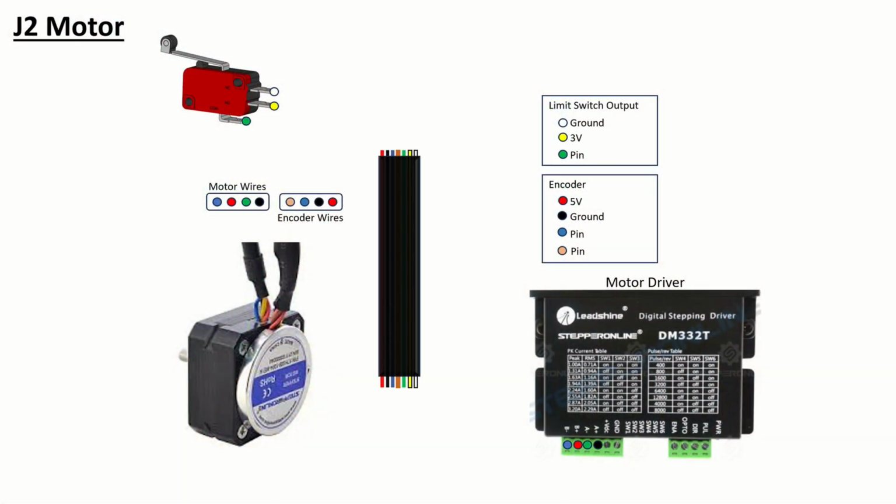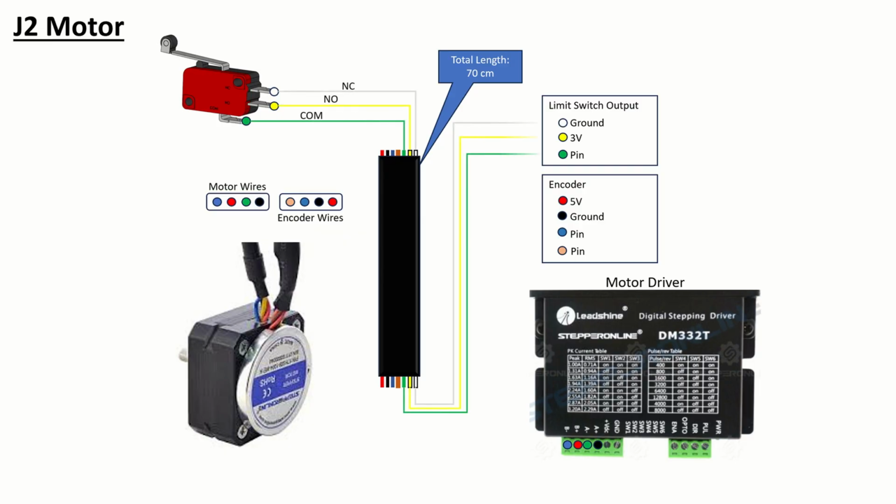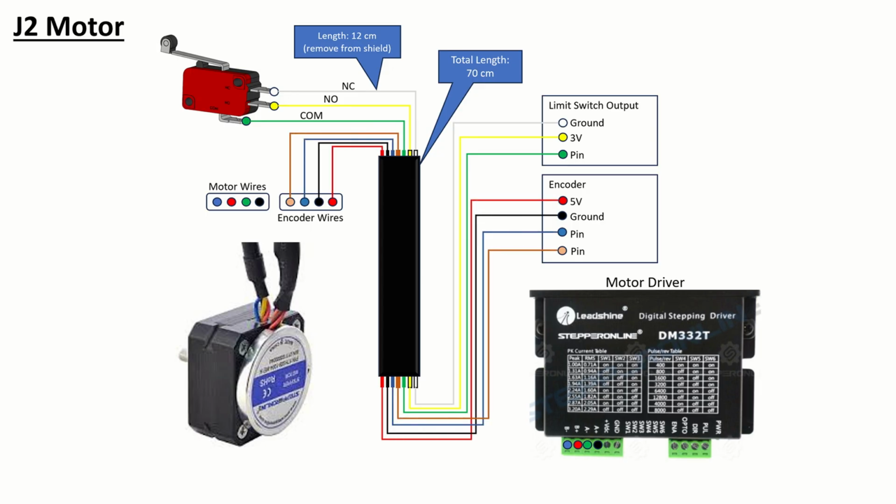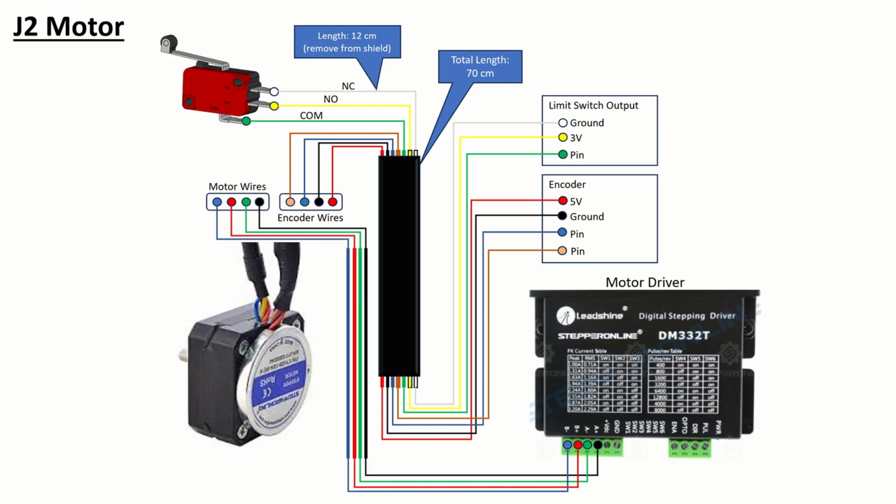This is the wiring for the J2 motor. We'll use an 8-core cable, 70 cm in length, to connect the limit switch and motor encoder. For the motor cable, an extension of 34 cm is needed. For the limit switch wiring, make sure the common, NC, and NO terminals are correctly positioned.